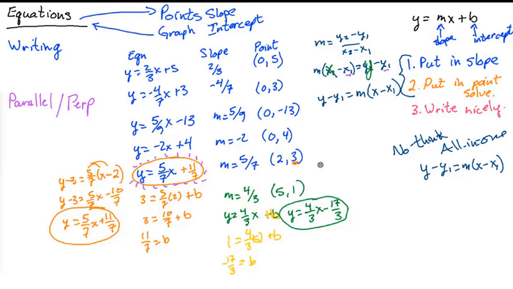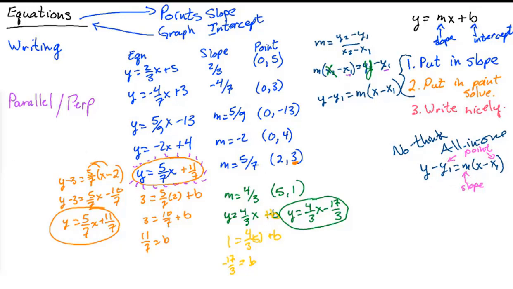Let's highlight this with a nice pretty color here. It has the slope, and it has the y1, x1, which are a point. So the official name for this form of a line is the point-slope form.